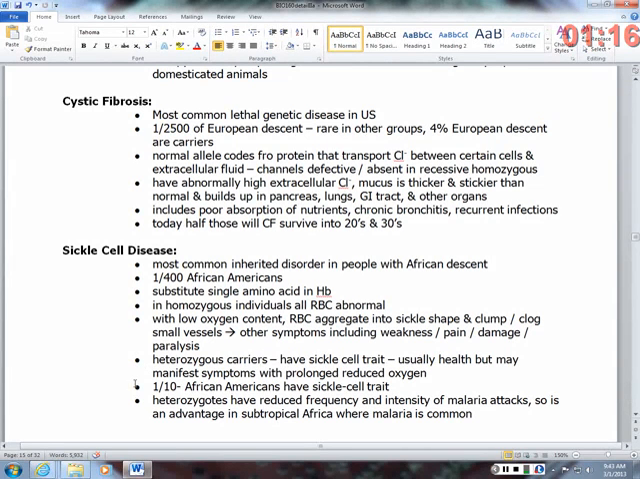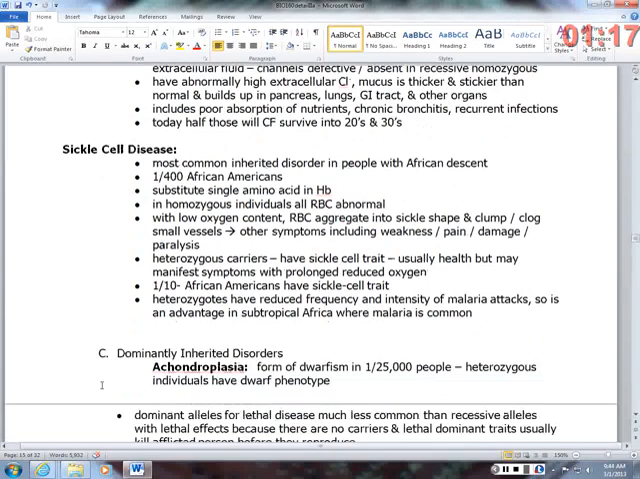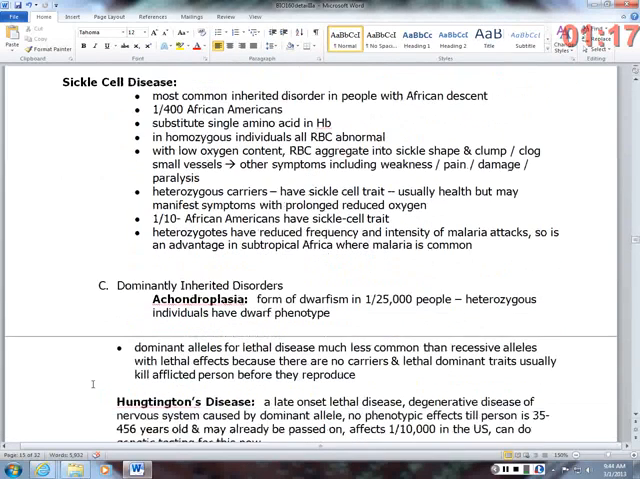Your heterozygous individuals, one of the reasons why this is so abundant is they have a reduced frequency and intensity of malaria. So it was actually an advantage to have sickle cell trait in sub-Saharan Africa, where malaria is abundant, and people that were completely susceptible to malaria had a much higher death rate of it. So it was a trait that actually got passed on and became more and more common because that allowed them to survive better.